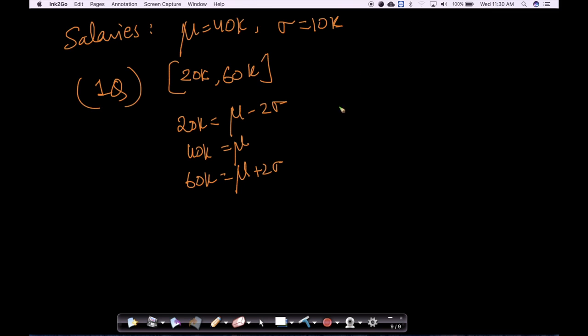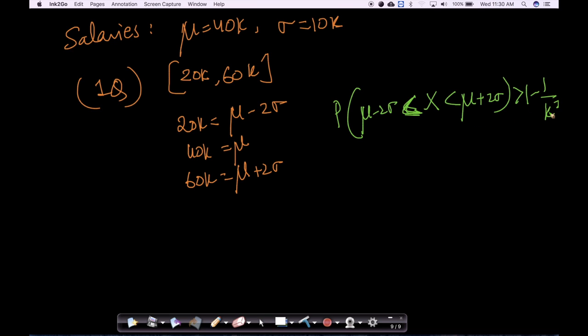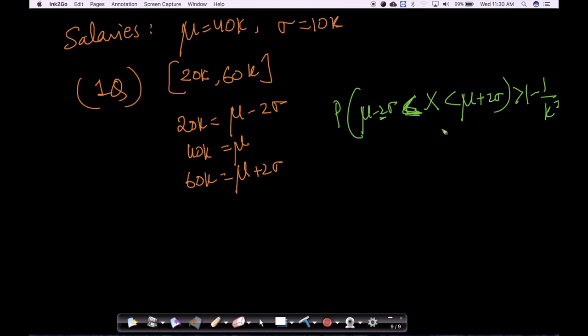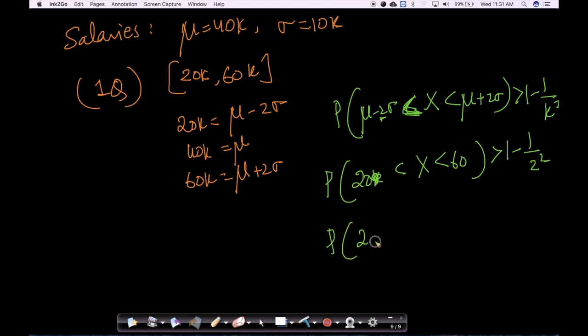So I know from Chebyshev's inequality that the probability that my x lies between mu minus 2 sigma and mu plus 2 sigma is greater than 1 minus 1 by k square. Here k equals 2, because if you look at this formula, this is nothing but 2 here. So the probability that my salaries lie between 20k and 60k is greater than 1 minus 1 by 2 square, because my k equals 2 here. So that probability is greater than 0.75.